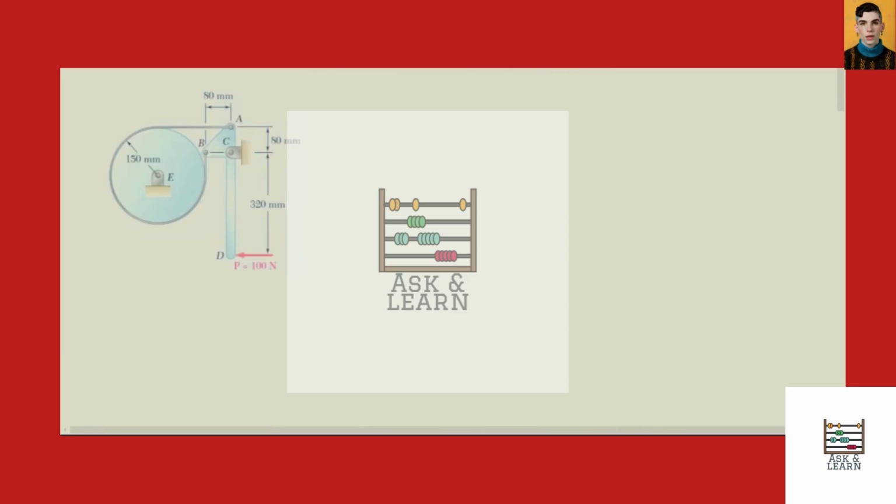So this is the diagram. Here we are going to split this into two parts. This is the wheel with center E, and this is the ABCD part. Now we will draw two free body diagrams, one for the wheel and one for the ABCD part separately, and let's do the problem.